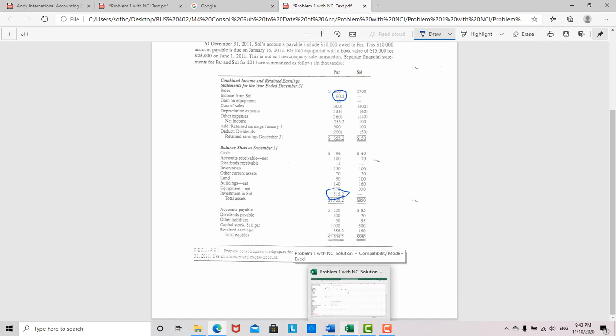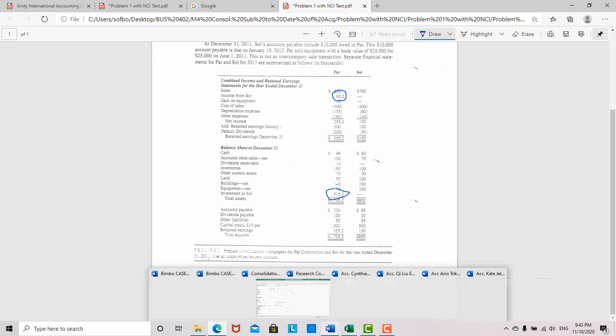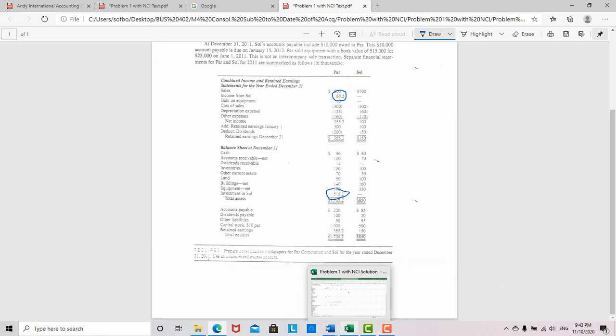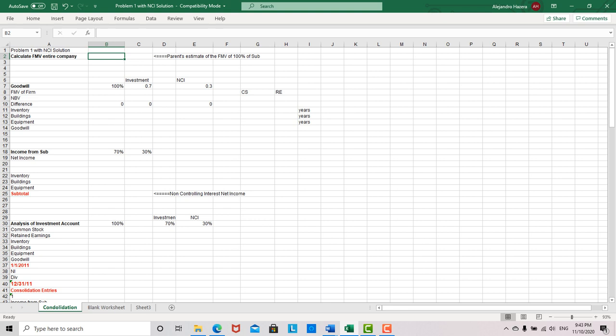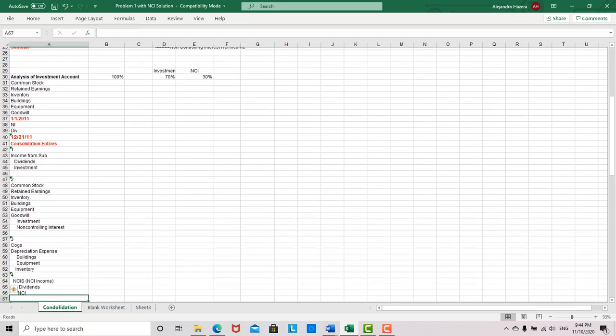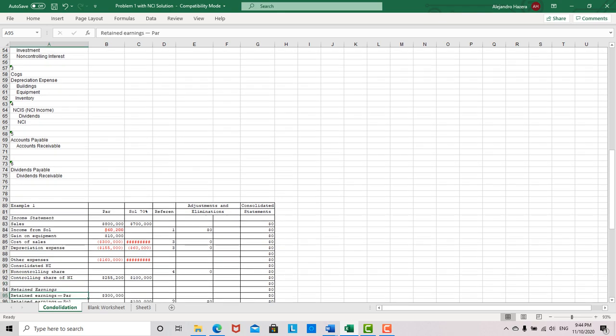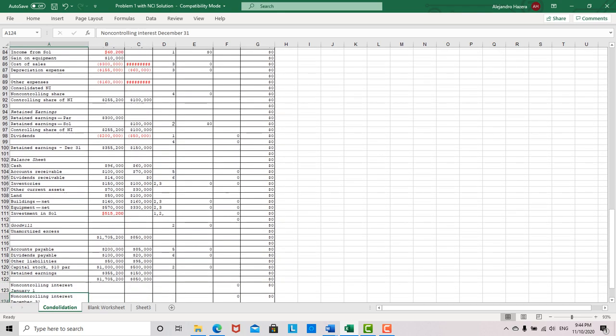I'll do the calculations in this video, and in the video after this, I will do the consolidation itself. Okay, so let's go ahead and go to the worksheet, as they say. We're going to do the calculations here, and notice that basically we're going to have one extra calculation. We're still going to have the goodwill calculation, the income from sub calculation, and the analysis of the investment account. Still going to have all those calculations, and those are consolidation entries right there. We're going to finish this consolidation in the next video, not this one.